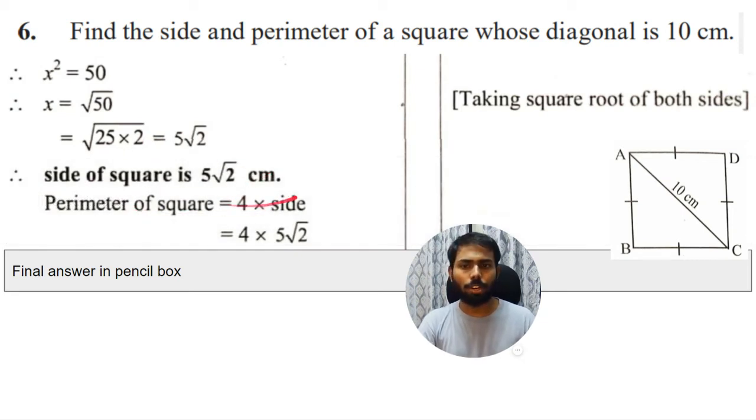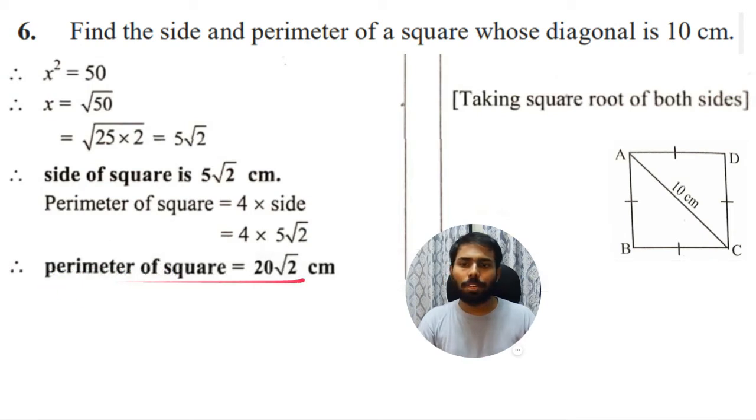Then perimeter will be 4 into side, which is 4 into 5 root 2. 4 5s are 20. So answer will be 20 root 2 centimeters. So you write the final answer in statement form and put it in the pencil box. So what will be your final answer? Perimeter of the square is 20 root 2 centimeters, and you put this in a pencil box. That's your solution for question number 6.